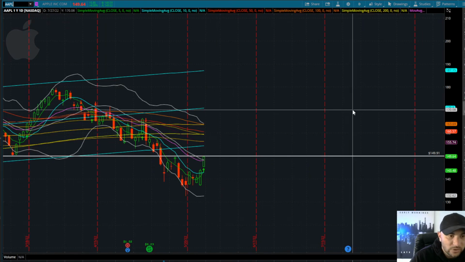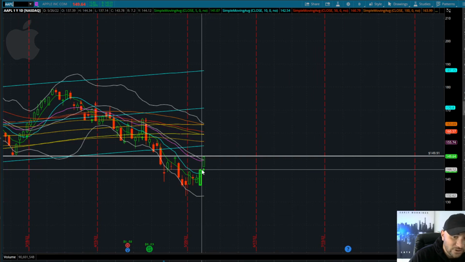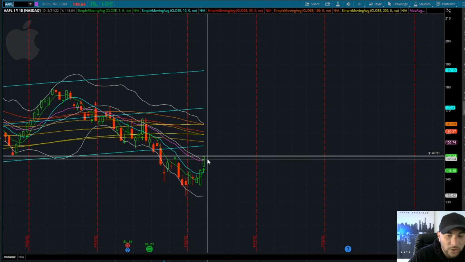Now, here's the thing with swing trading. When do you sell? Whenever the hell you want to sell. You could have sold yesterday if you entered the day before. If you entered in yesterday, you could have sold sometime today. If you just entered yesterday and you're still holding today, you can hold this into next week.